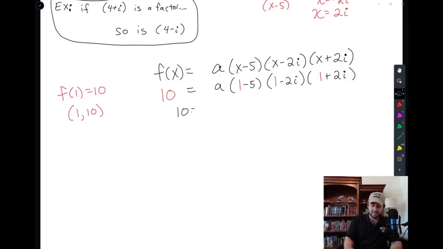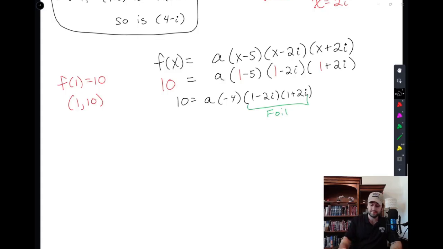So 10 equals a times negative 4 times 1 minus 2i times 1 plus 2i. And so what I think I'm going to do here is FOIL these two terms first. First, outer, inner, last. Remember how you multiply binomials?